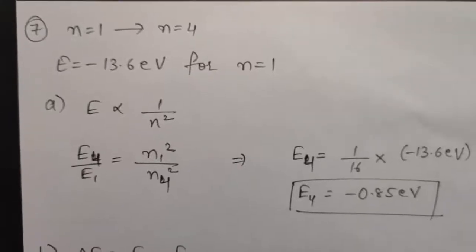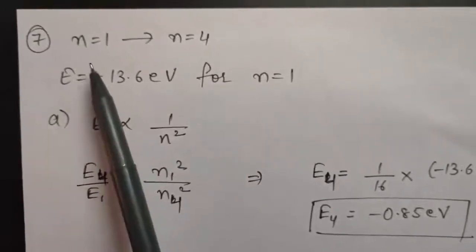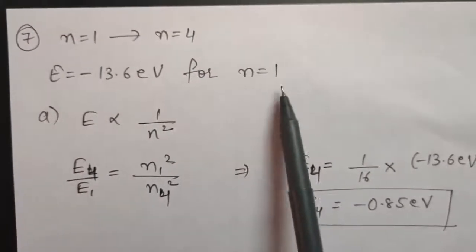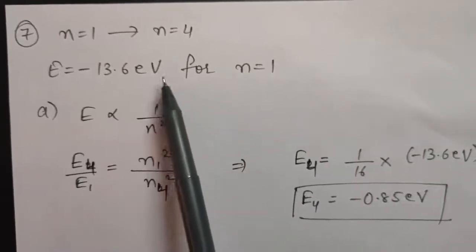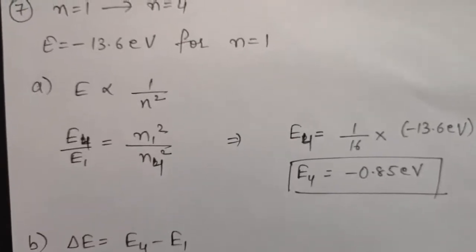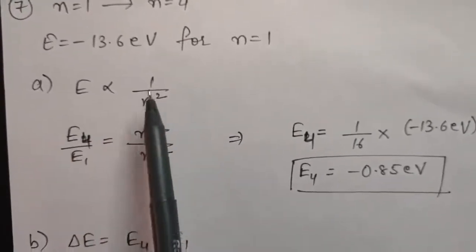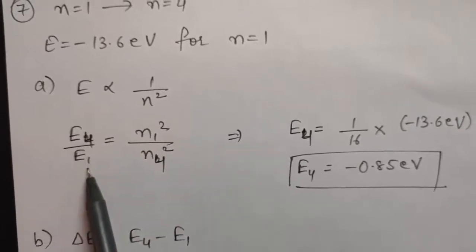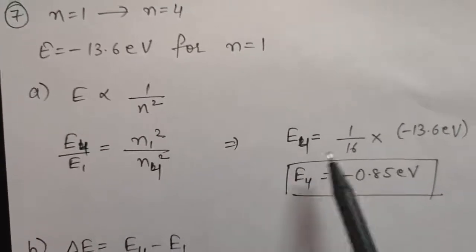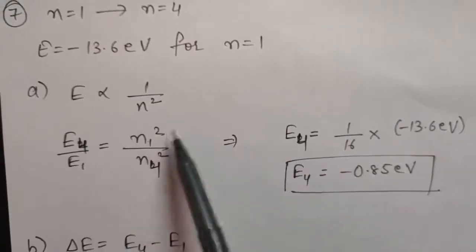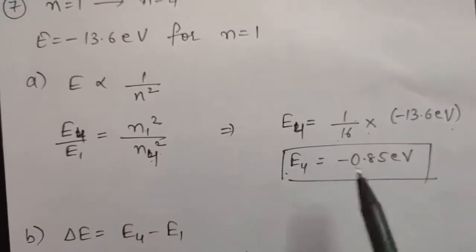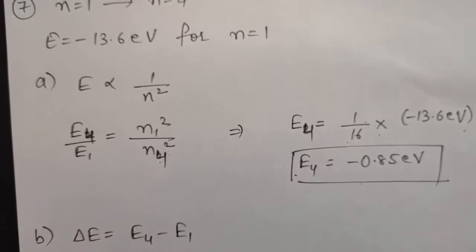In question number 7, it is given an electron jumps from n equal to 1 to n equal to 4 state, and the potential energy in n equal to 1 energy level is given to be minus 13.6 electron volt. So you have to calculate in first part the energy in n equal to 4th level. So as you know, energy is proportional to 1 by n square. So E4 upon E1 will be equal to n1 square upon n4 square. So E4 will be nothing but 1 upon 16, that is n1 square will be 1 and n4 square will be 16, into E1. So answer will come to be minus 0.85 electron volts.